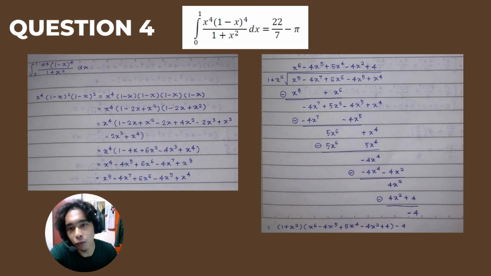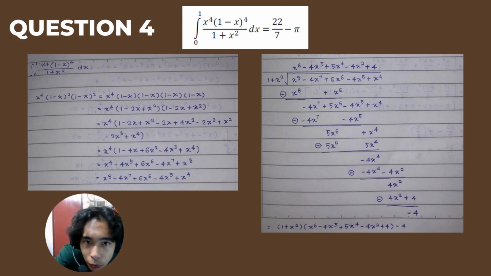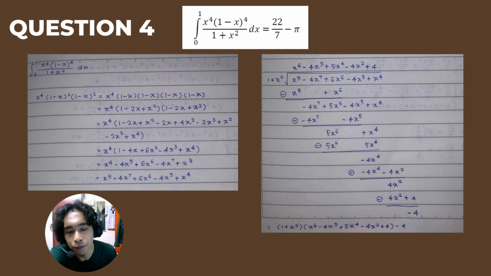So the first step to do this question is we need to expand the equation so that it will be easier for us to do the long division. After expanding the equation, we will get x to the power of 8 minus 4x to the power of 7 plus 6x to the power of 6 minus 4x to the power of 5 plus x to the power of 4. After that, we will divide the answer that we get from the expanding by 1 plus x to the power of 2.